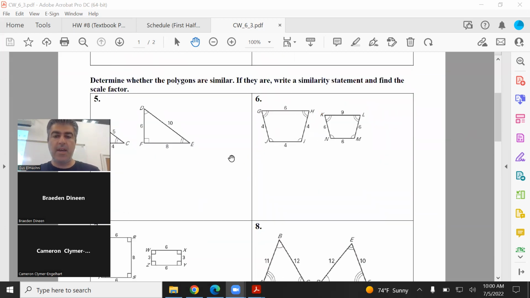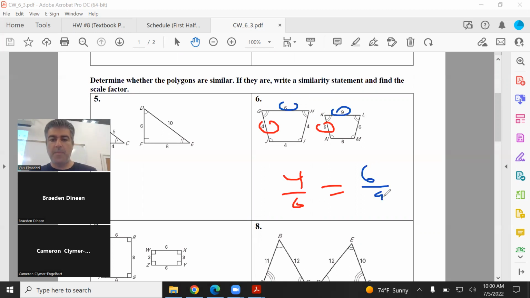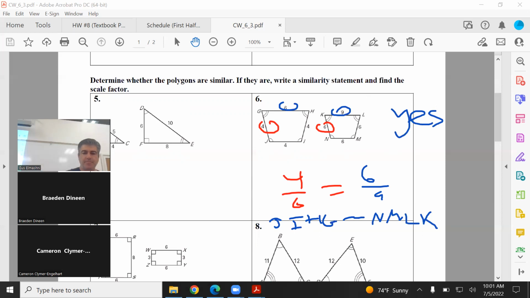Next up, number 6. The answer in this case would be yes. That's because you have 4 to 6 and you got yourself 6 to 9. Those are the same. Yeah, and everything else lines up. The angles are the same. So I would say yes. And I'd say, you know, JIHG is similar to NMLK. Yep, NMLK. Question about 6? Nope.